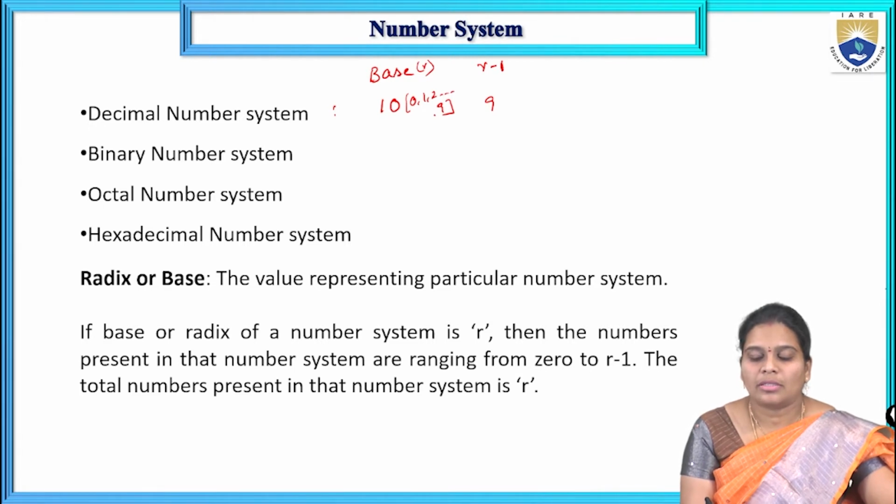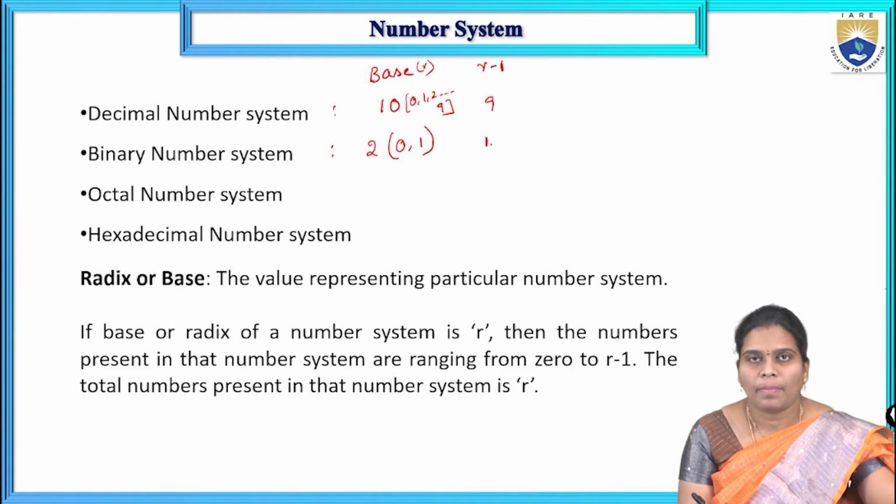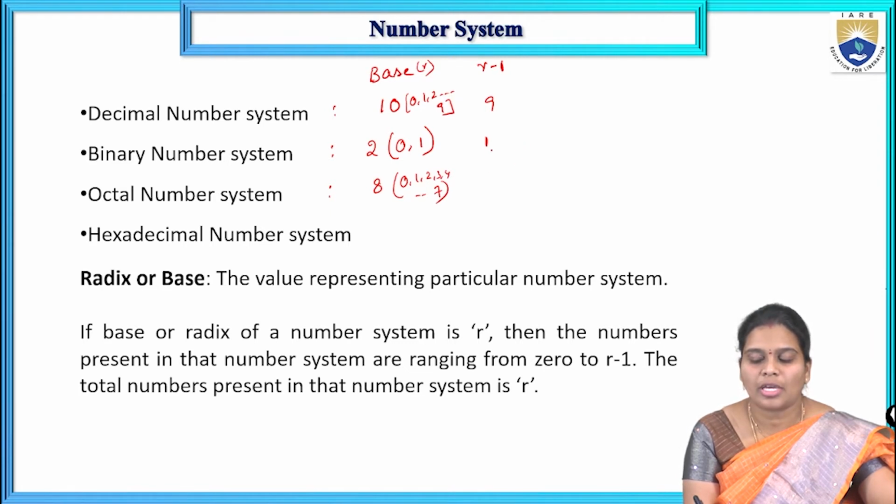Next, the binary number system. The base value is 2. Here we use only zeros and ones. The maximum value of the binary number system is 2 minus 1, which is 1. Next, the octal number system. The base value is 8, and the values are 0, 1, 2, 3, 4 up to 7. The maximum value of the octal number system is R minus 1, where R is 8, so 8 minus 1 is 7.